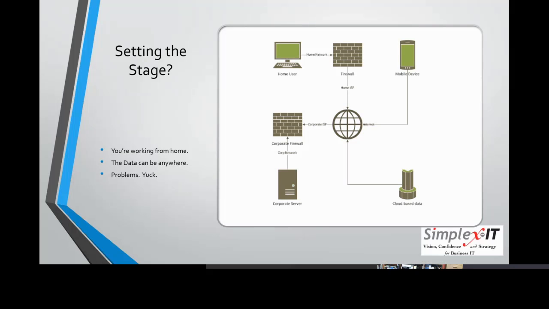So let's set the stage. If you're working from home, that means you're up here being the home user, and you're going through your own home network, which has a firewall and usually something else put there by Spectrum, by AT&T, by whomever. So you're going through a couple of devices, and it may be wireless or it may be wired, meaning you're plugged into that stuff with the actual cable.